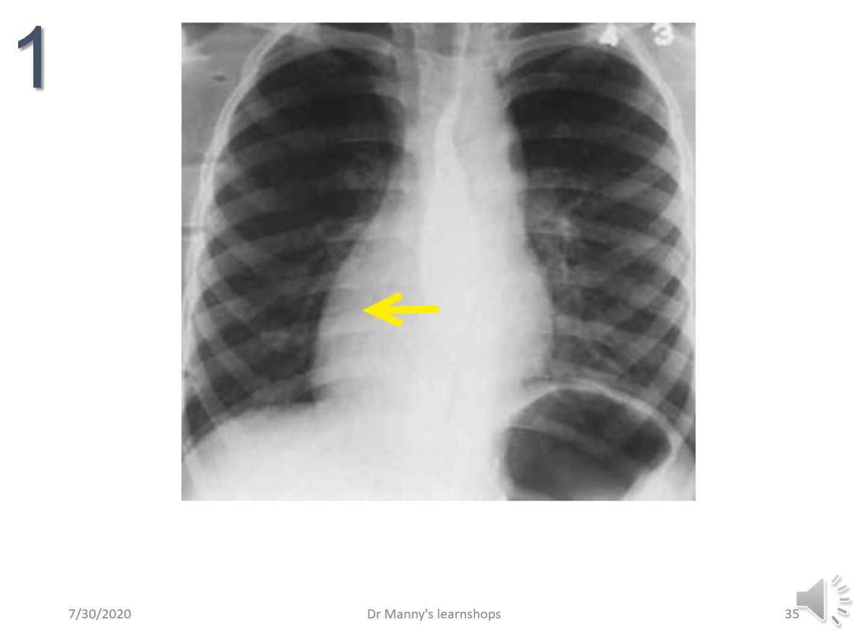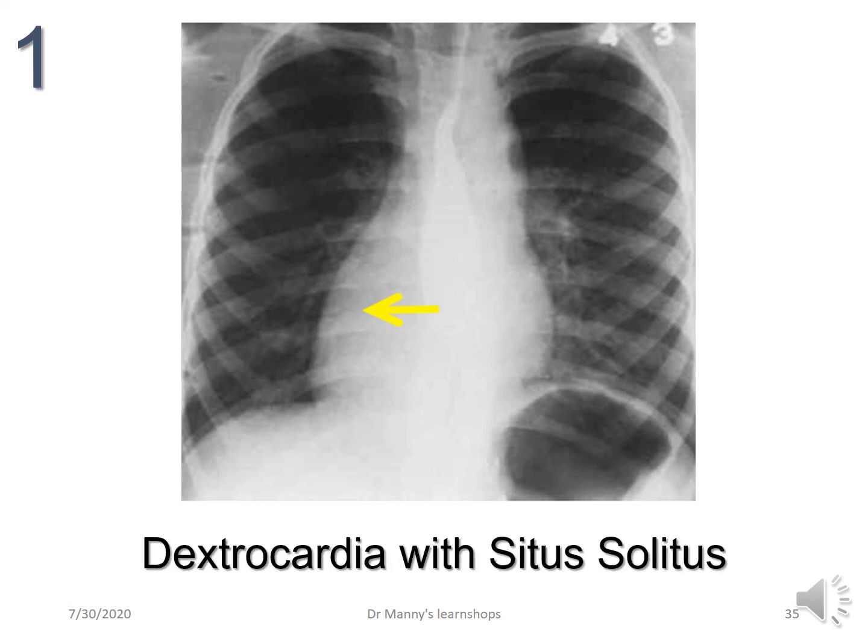Okay, what do you think? Left ventricle looks like it's on the right side. Liver and stomach look like they're in the right position. This would be Dextrocardia with Situs Solitus.